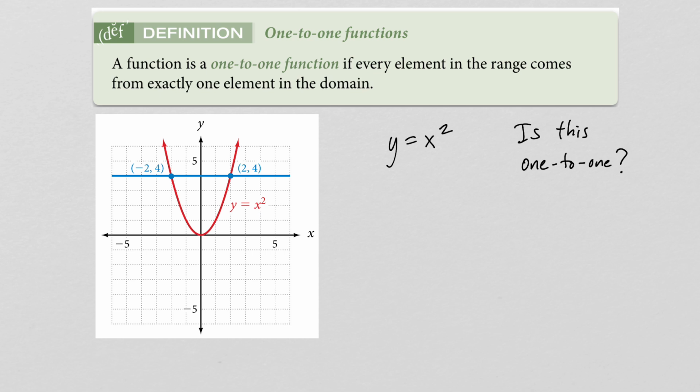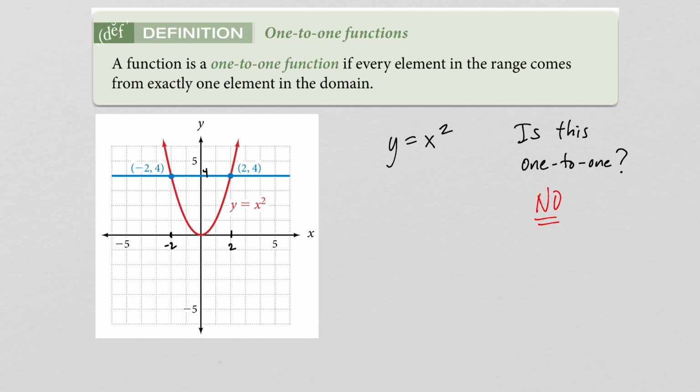Well, look at the graph. When you plug in x equals 2, you get y equals 4. When you plug in x equals negative 2, you get y equals 4. So two different x values have the same y value. This does not happen in a one-to-one function. So no, this is not one-to-one.